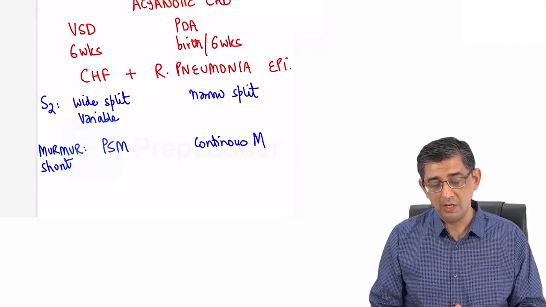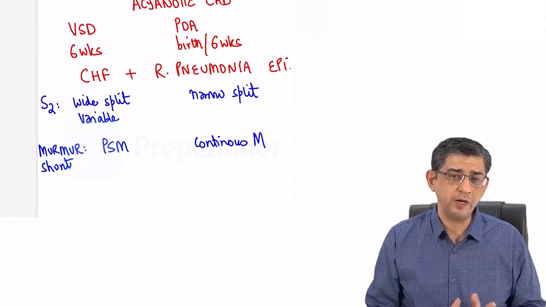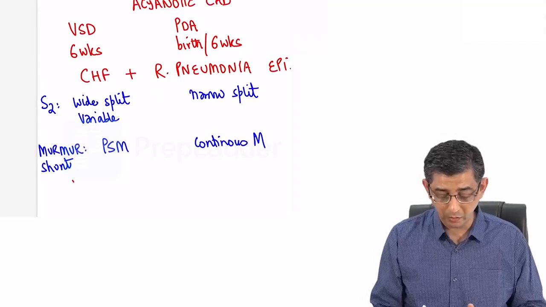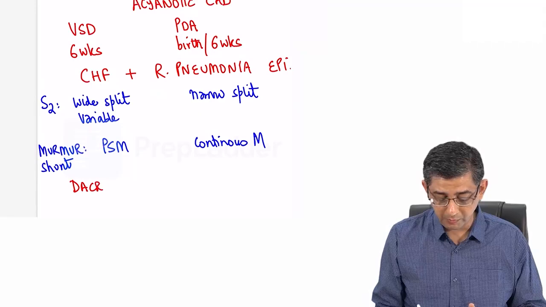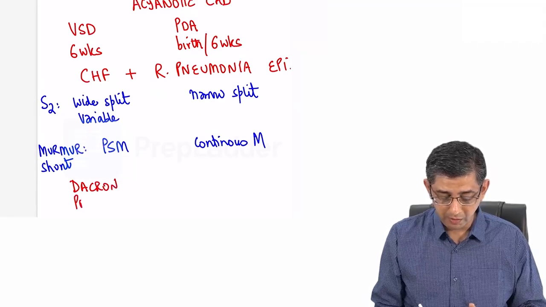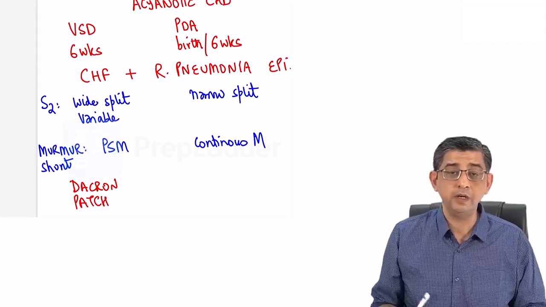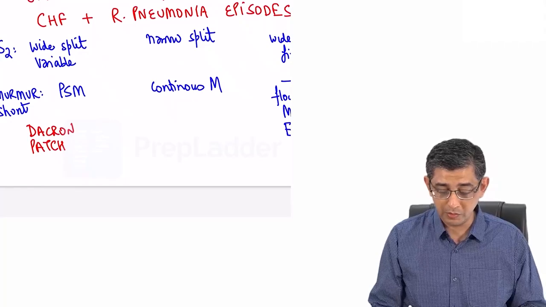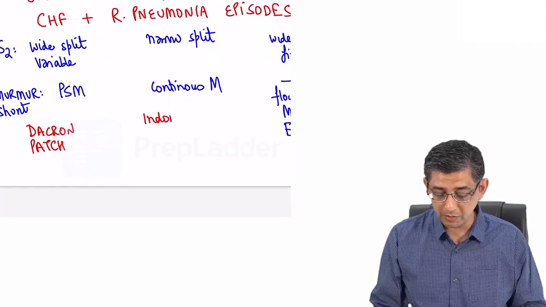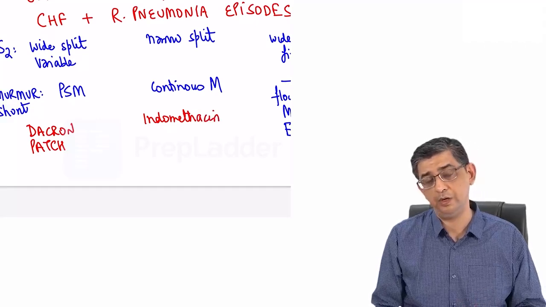And when it comes to treatment, VSD might require a surgical closure using a Dacron patch. That will obviously require that the interventricular septum be explored. But for patent ductus arteriosus, one of the good approaches, especially in preterm children, is indomethacin. That will help in closure, or ibuprofen can also be written.